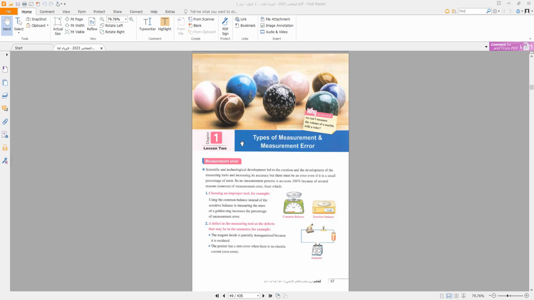Inshallah, today we'll complete our lesson 2, chapter 1, types of measurement and the measurement error.